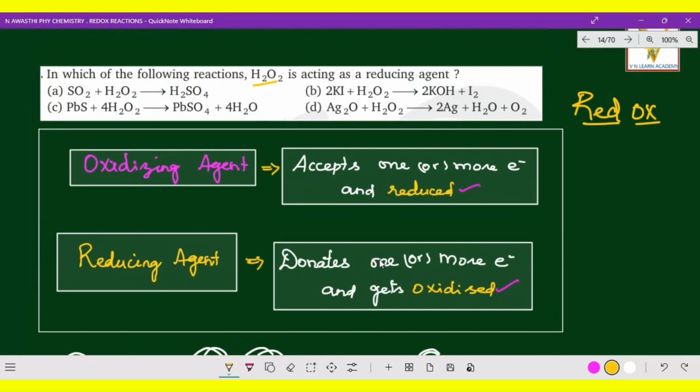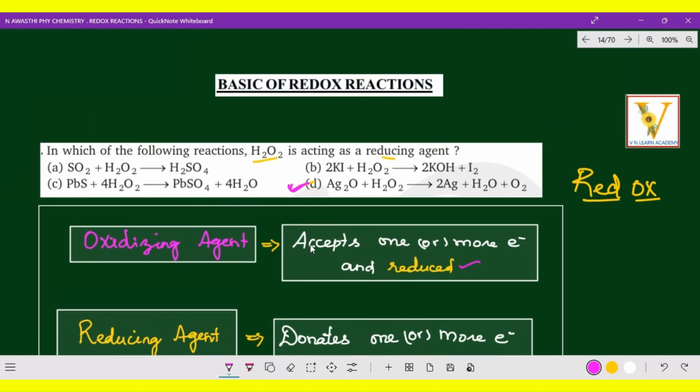Okay, now which is the correct equation? H2O2 is acting as a reducing agent, which means option D is the correct option: Ag2O plus H2O2 gives 2Ag plus H2O plus O2. So this is acting as a reducing agent. Hope you got the clarity. Oxidation and reduction, you also know the difference, and how do we identify the oxidizing agent and the reducing agent? I hope you got the clarity. Come on, let's go to the next question.